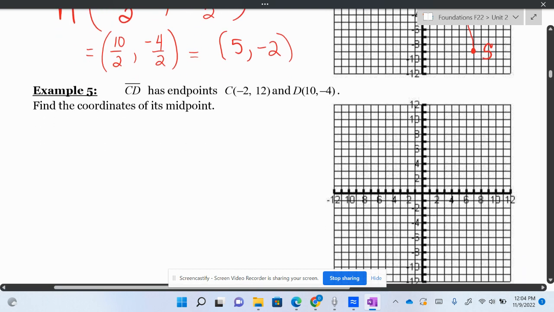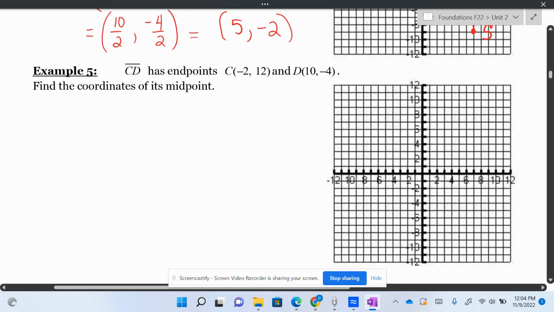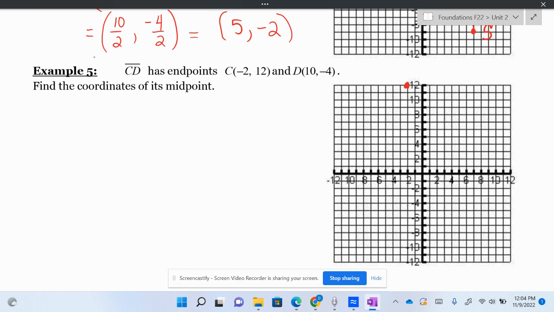You're welcome. All right. So I'm going to plot the points first. Let's see. (-2, 12) is point C. And (10, -4) is point D. There's no way I'm going to be able to connect those nicely.